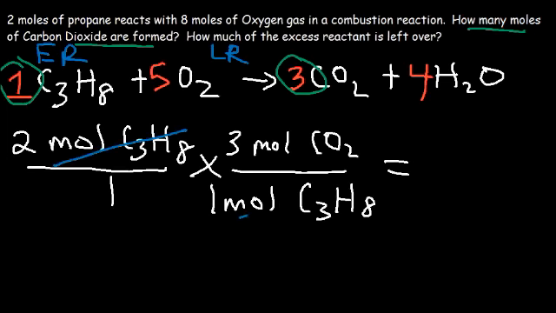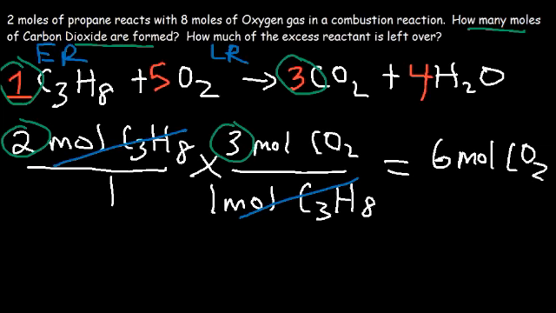So these units cancel, and we're left with moles of CO2. Since we have a 2 and 3 on top, we need to multiply 2 and 3. If you have a number on the bottom, you've got to divide. 2 times 3 is 6. So what this means is that if all of the 2 moles of propane reacts, 6 moles of CO2 can be formed. That's the maximum amount of carbon dioxide that can be produced from 2 moles of propane.